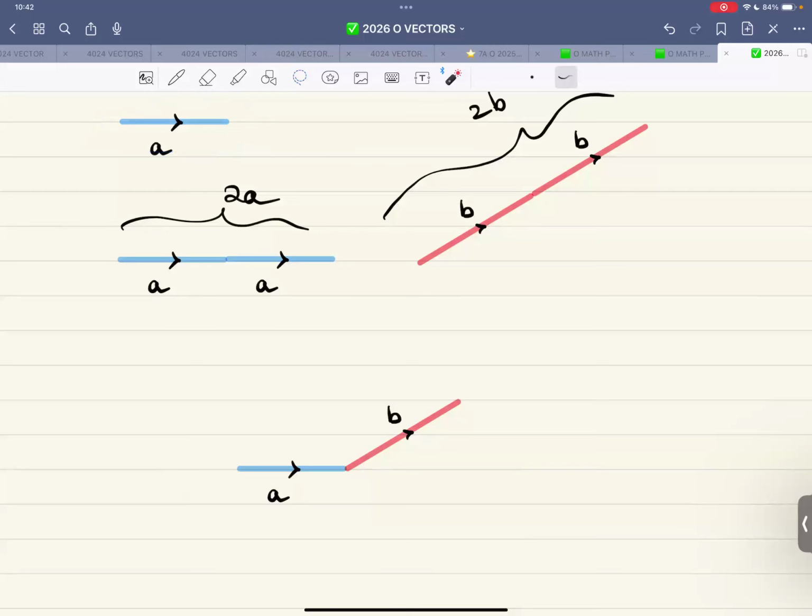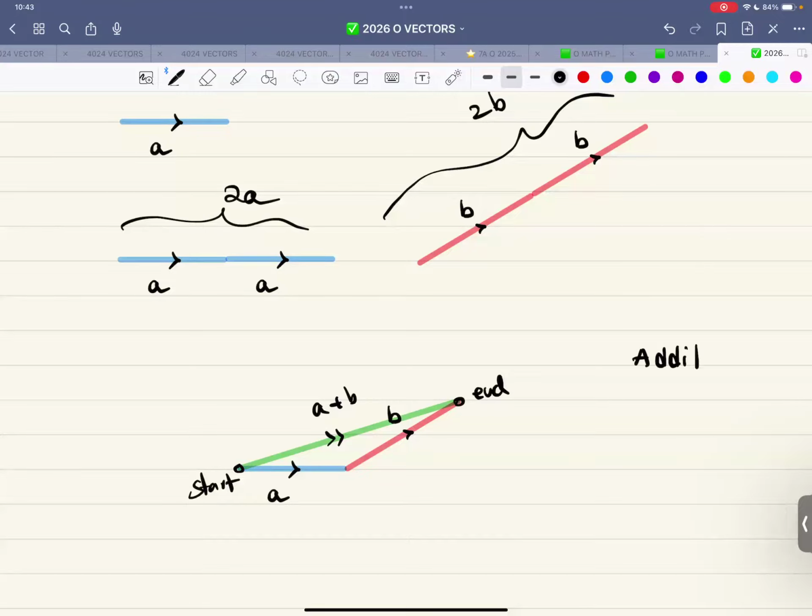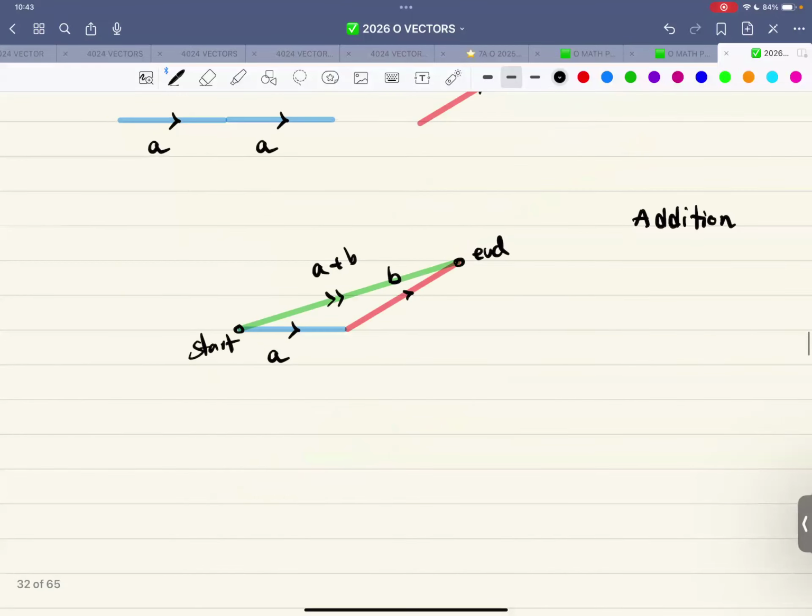So this is A. It's being added to B. So now start till the end. Start till the end. This vector over here, the green one, that is A plus B. Because this is the start. This is the end. This is addition of vectors. So you add two vectors just like that. So you have to find a route. How can you go from start till the end? How can you find A plus B? You go A, you go B, that is A plus B.